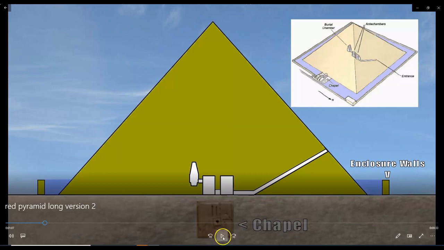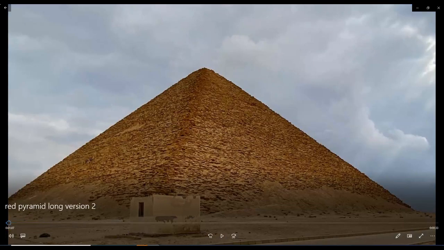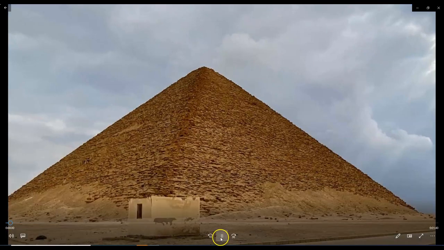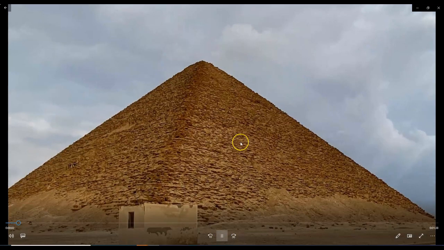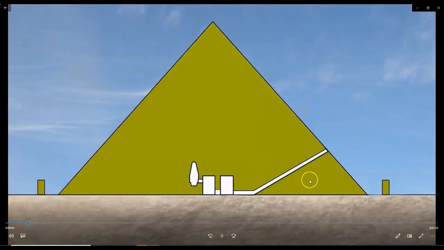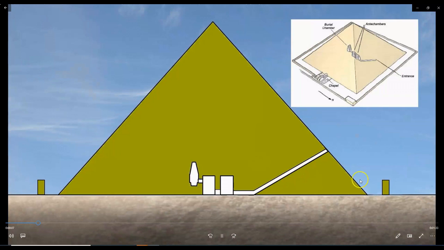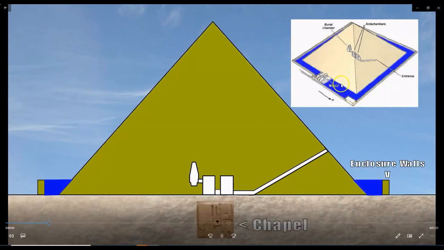All right, I'm going to run this back one more time from the very beginning with no interruptions so that you can see the structure in full operation. So again, we see the reservoir surrounding the pyramid filled with water. The water flows through the reservoir intake valve on the eastern side to begin filling the chambers. Water level rises in the chambers.